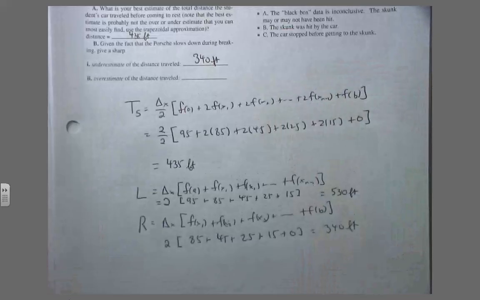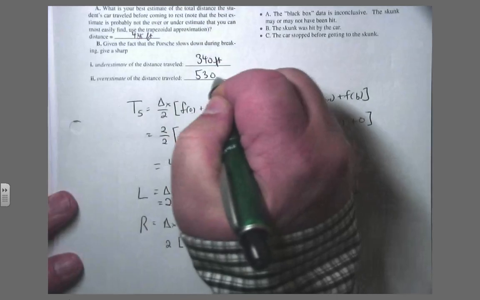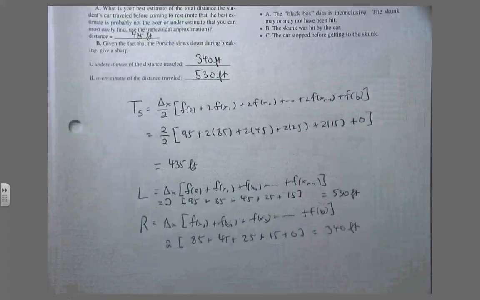So according to the right Riemann sum, she missed the skunk and still had another 60 feet to spare, right? But according to the left Riemann sum, which is my overestimate, 530 feet, she not only hit the skunk, she dragged him an extra 130 feet, grinding him into the, no doubt, the grill of the car or whatever. So no doubt smells good. So look at your next question.